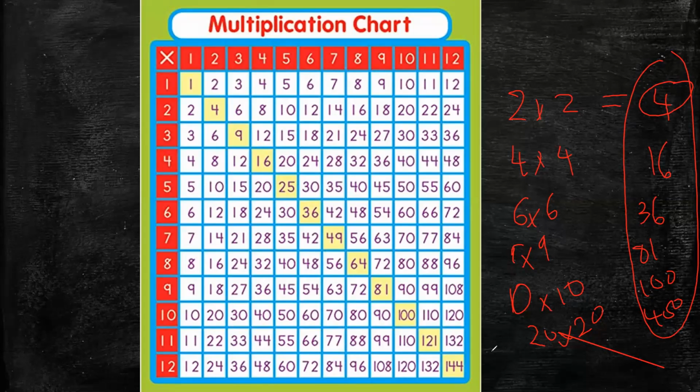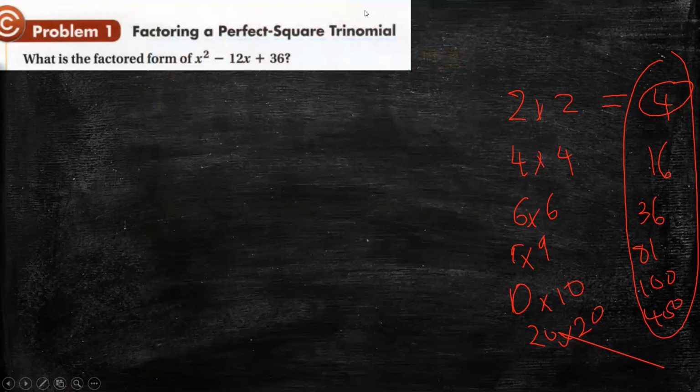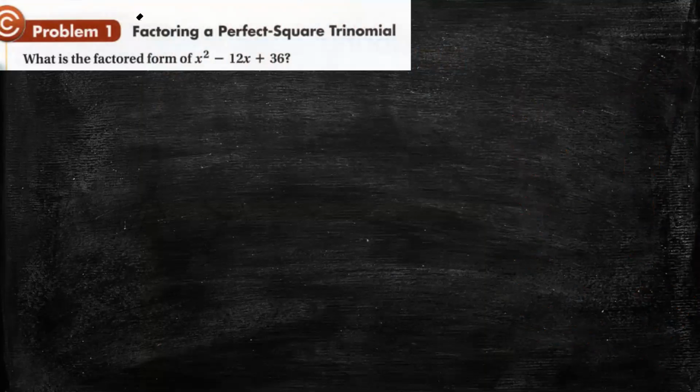Basically, now what are the perfect squares? This is for the numbers only. I just remind you of the definition of a perfect square. Now, after we know the definition of perfect square, let's now learn how we can factor a perfect square trinomial.